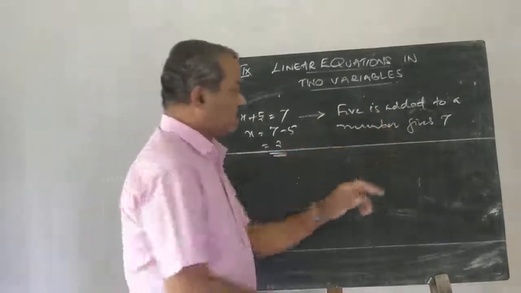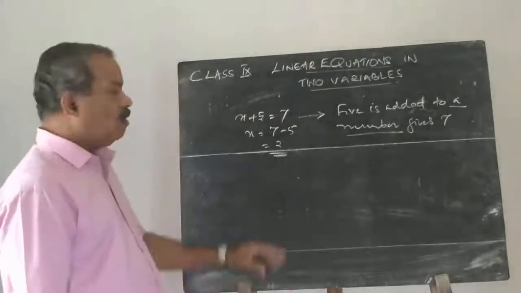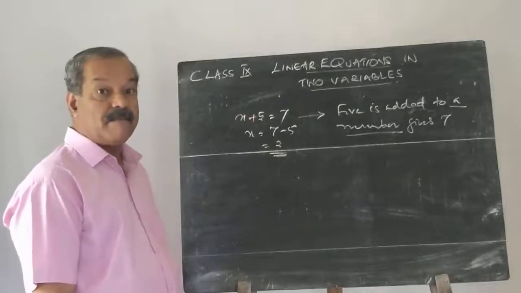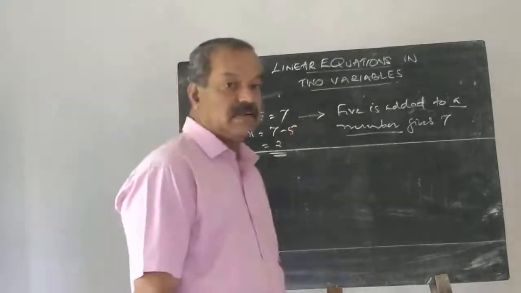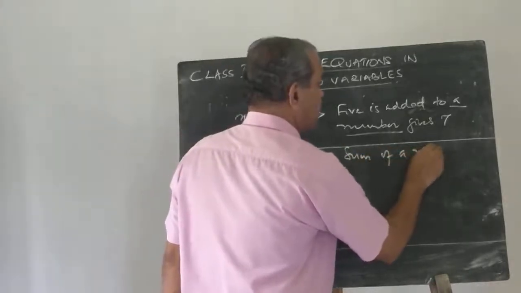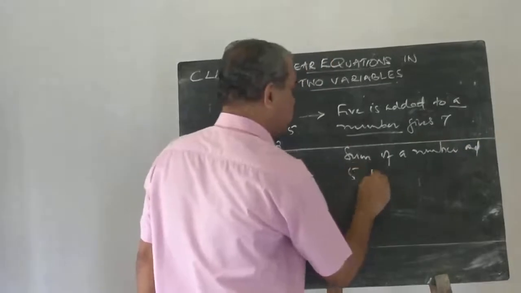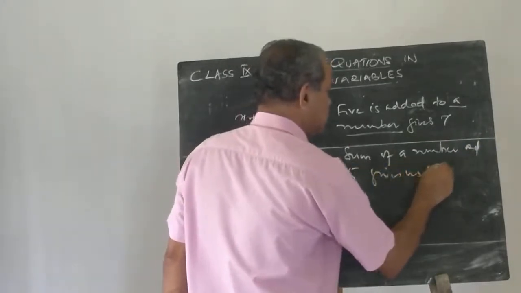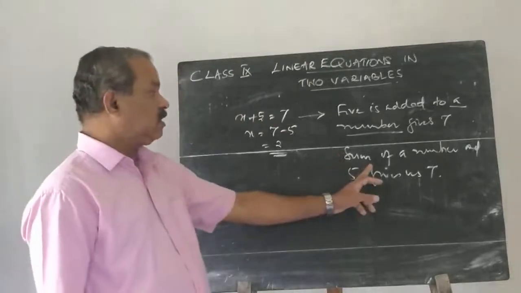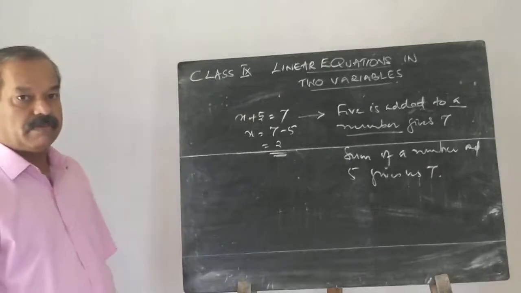Here a number is unknown. Or another form, sum of a number and 5 gives us 7. What is the number? So such a statement can also be written in the form x plus 5 equal to 7.